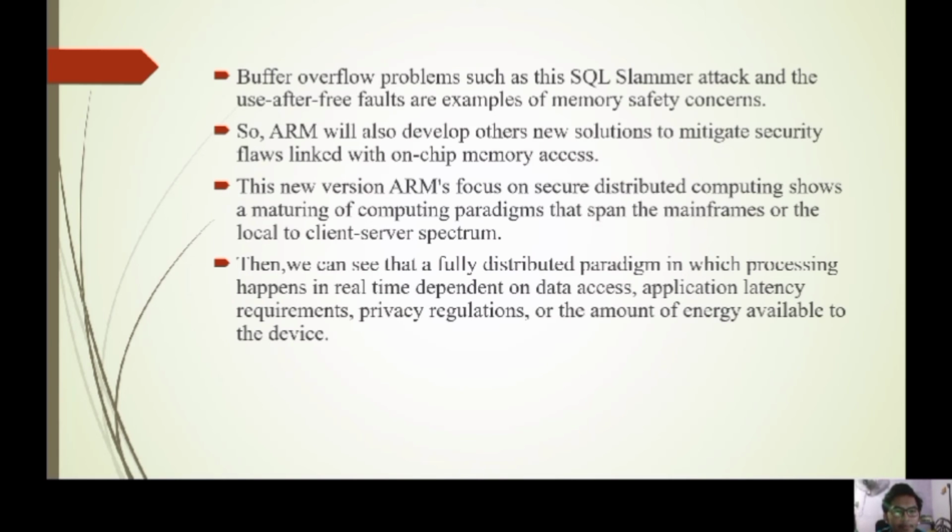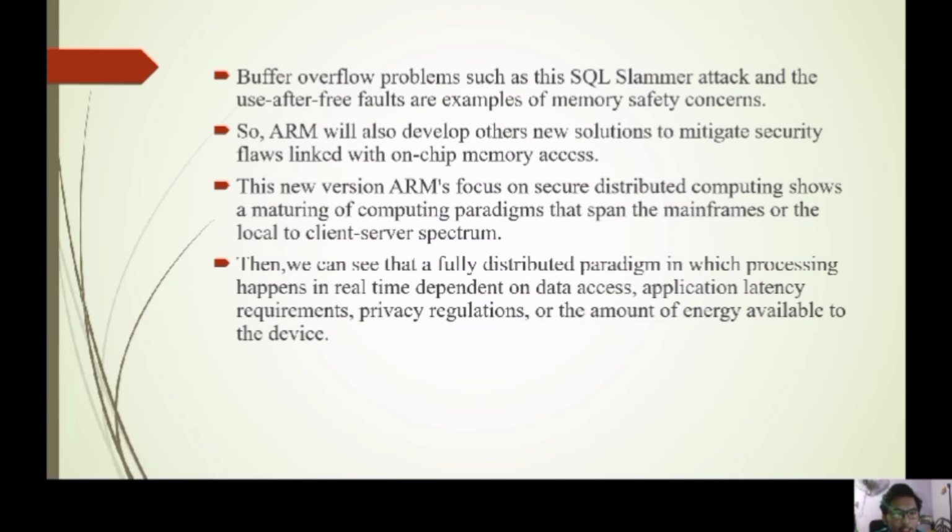Buffer overflow problems such as the SQL Slammer attack and use-after-free faults are examples of memory safety concerns. So, ARM will also develop another new solution to mitigate security flaws linked with on-chip memory access. This new version also focuses on secure distributed computing, showing a measure of the computing paradigm that spans the mainframe or local to client-server spectrum.